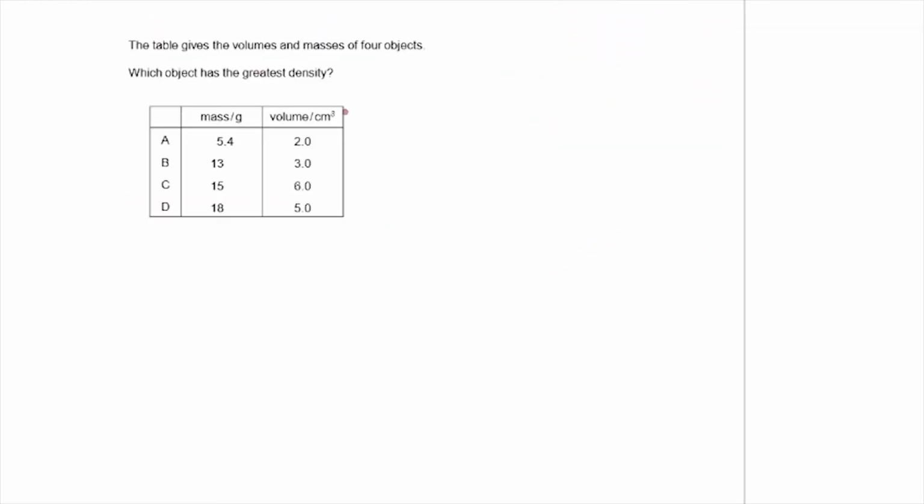The table gives the volumes and masses of 4 objects. Which object has the greatest density? We are going to calculate each one of these, and we should be able to find out which one has the greatest density. Again, we know that density is given by mass over volume. So we shall start with A. The density of A is given by the mass, which is 5.4 grams, divided by the volume, which is 2.